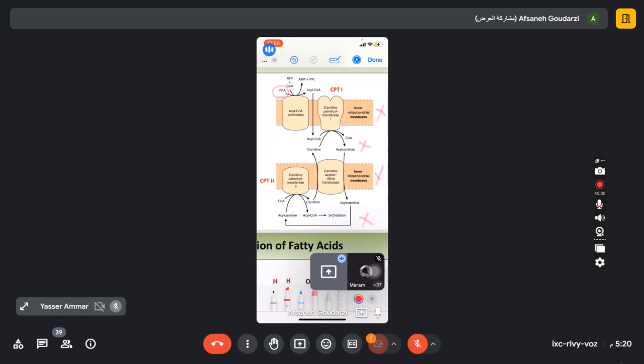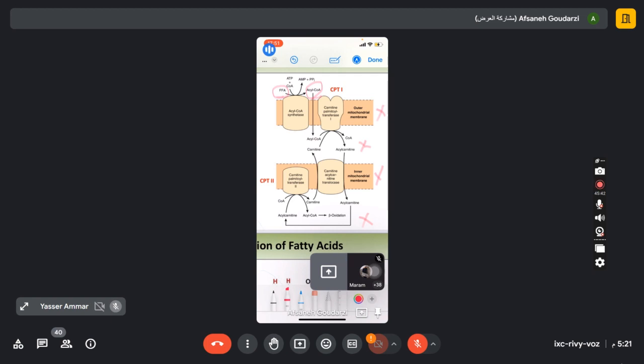Now it wants to pass through the two membranes of the mitochondria in order to reach the matrix of the mitochondria. So the FFA, first of all, should become activated. Do you remember regarding glycogen synthesis? I told you that first of all, we need to activate glucose to UDP-glucose. Here we need to activate fatty acid to acyl-CoA. What does acyl-CoA mean? When I say acyl-CoA, it means that I have added coenzyme A to fatty acid.